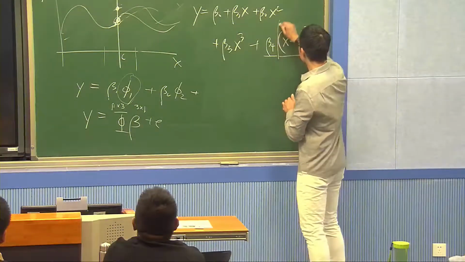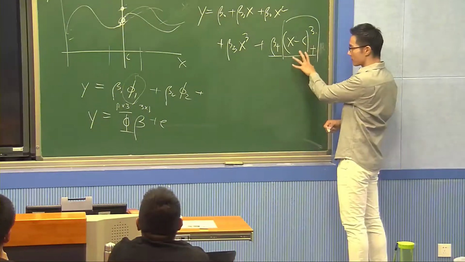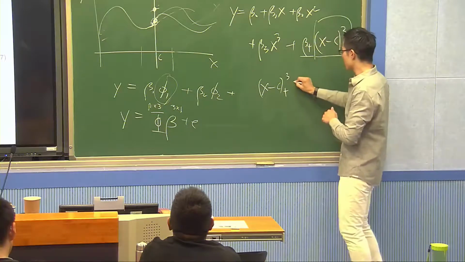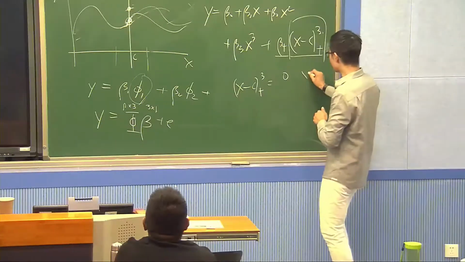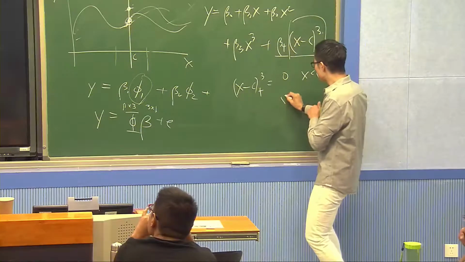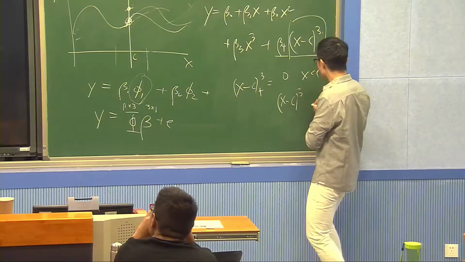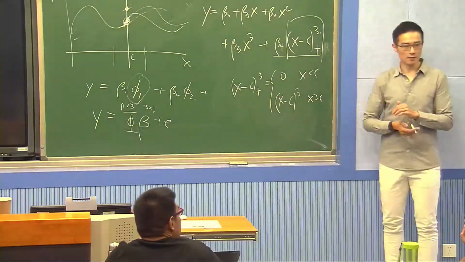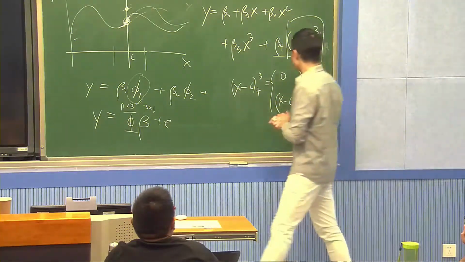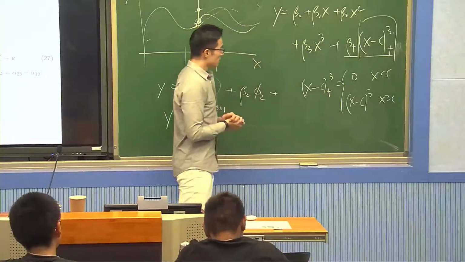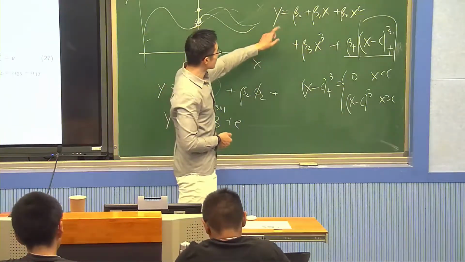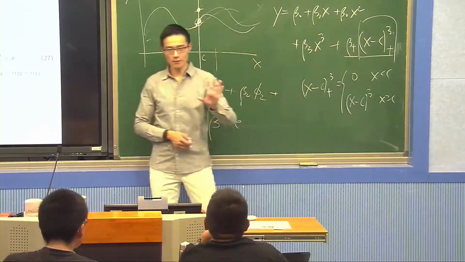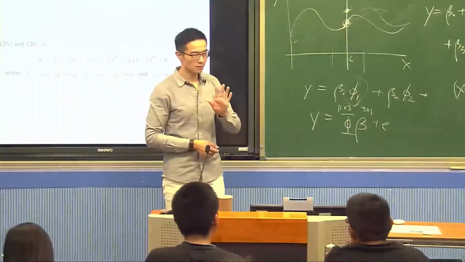And what is (x minus c) to the power 3, plus? This function is defined as being 0 if x is smaller than c, and being (x minus c) cubed if x is larger than c. That's what the plus actually means. So we can write it this way, and you can see how many parameters I have: 1, 2, 3, 4, 5. These are the 5 parameters that I want to estimate.